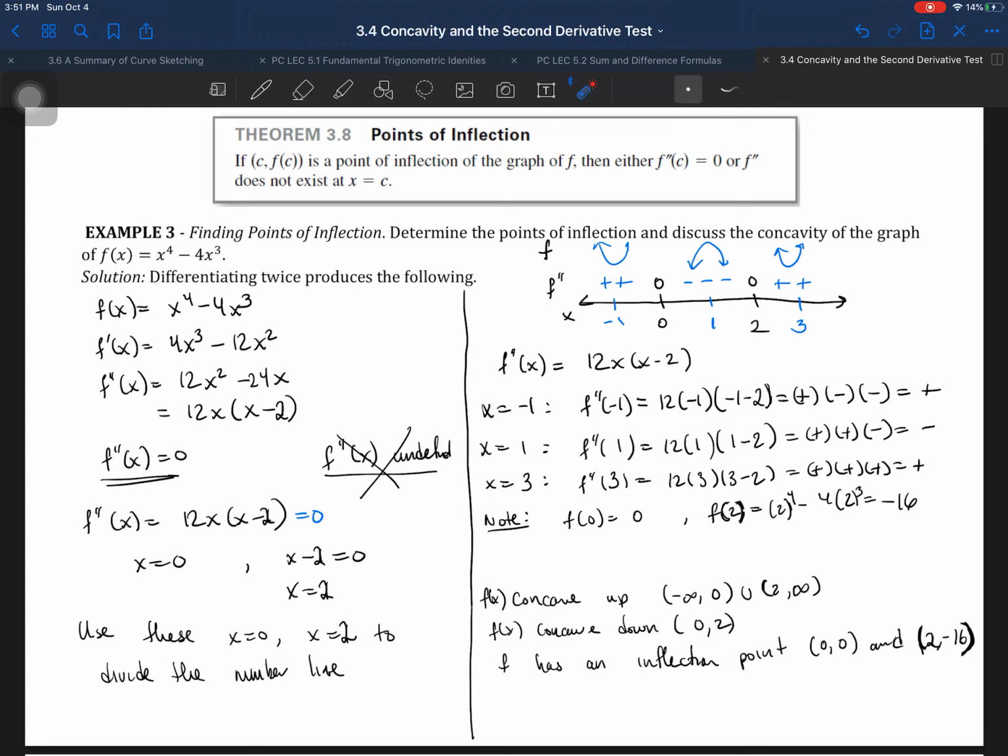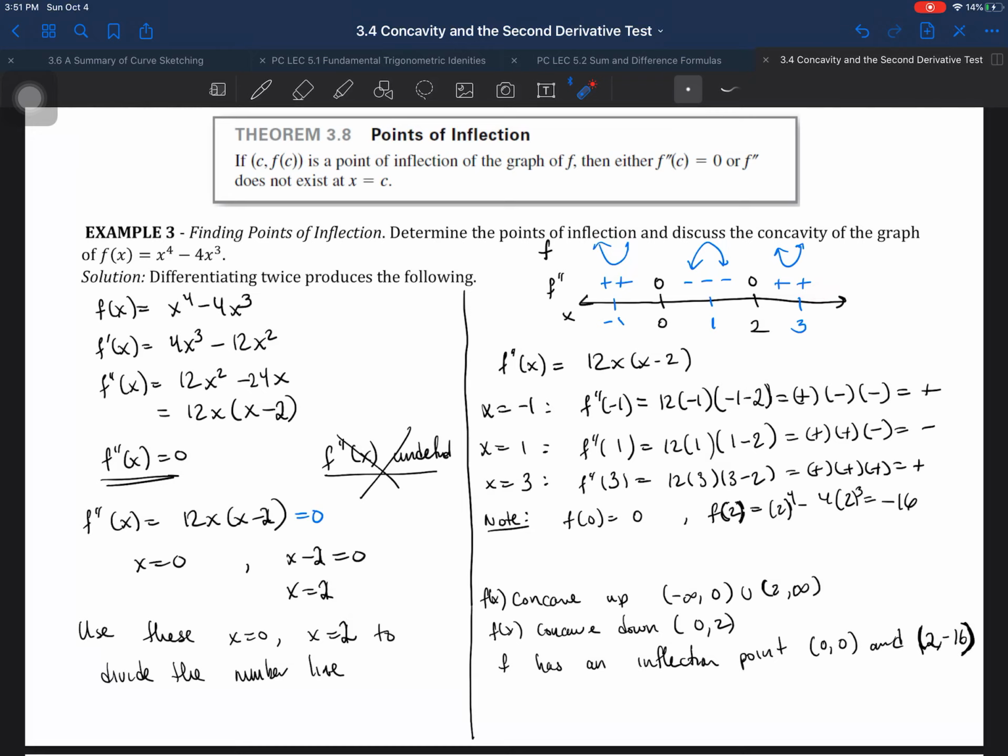Now plugging in 1. That will be 12 times 1 times 1 minus 2. This is positive, positive, and then this is negative. So positive times negative will give you negative. What about 3? You have 12 times 3 times 3 minus 2. This will be positive, positive, positive. Positive times positive will be positive. So therefore, we have positive, negative, positive.